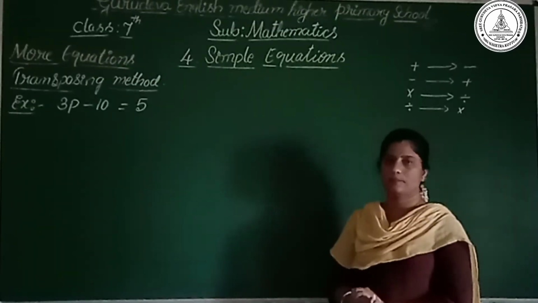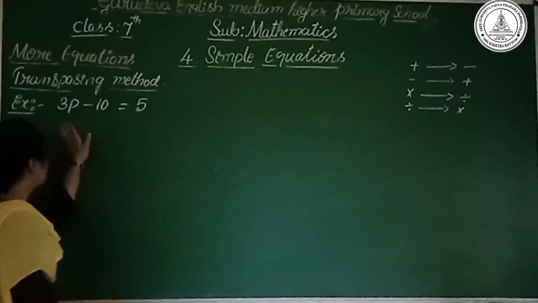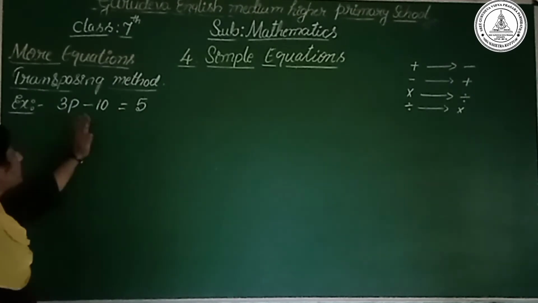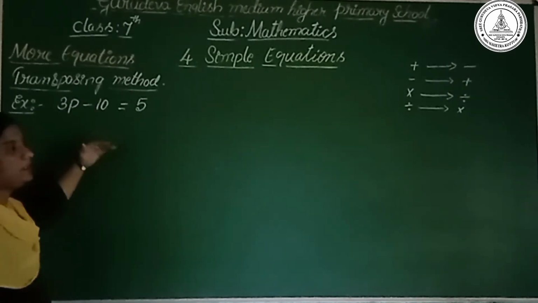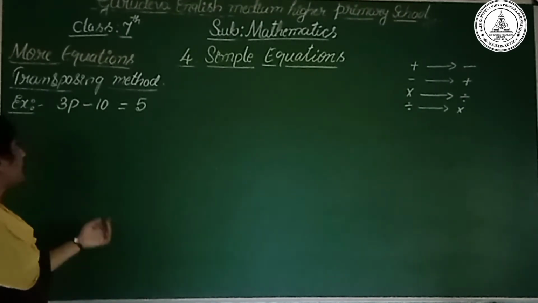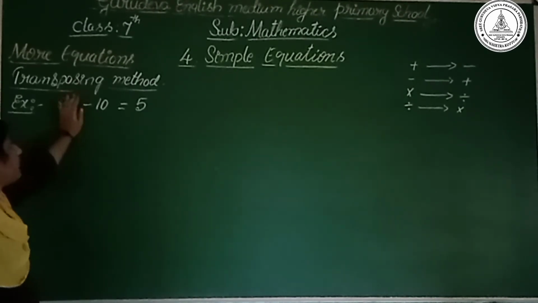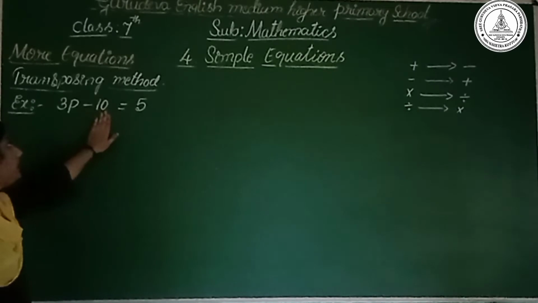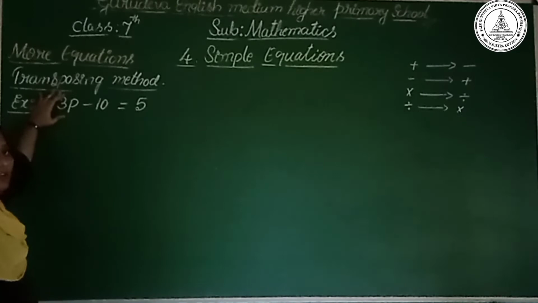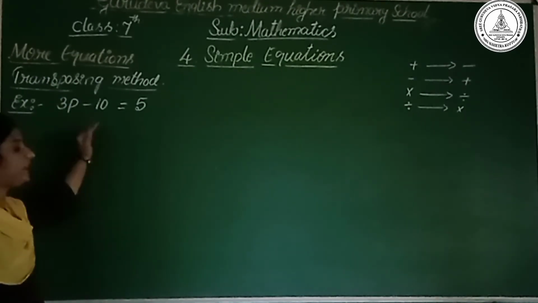Okay, so let's move on to solve the given equation, that is 3p minus 10 equals 5. Then how to solve this method? We have learned in the previous classes, first we have to separate the variable p, right? So for that we are eliminating the 10 by adding 10 on both sides. After that we will divide by 3 on both hand sides. So that is one of the methods, the separating the variable method.